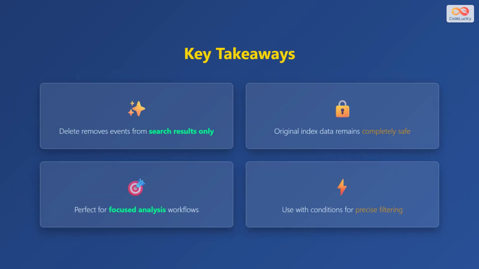Let's recap the key points about the delete command. First, delete removes events from search results only. Your original index data is never affected. Second, your original index data remains completely safe, ensuring data integrity at all times. Third, it's perfect for focused analysis workflows where you need to narrow down your dataset. Finally, use delete with conditions for precise filtering, giving you exact control over which events to remove from your analysis. Remember, the delete command is a results-level operation that enhances your analysis without compromising your source data.